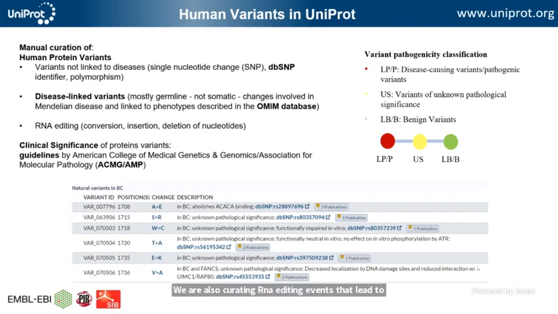The clinical significance of protein variants is assessed by our curators by the guidelines of the American College of Medical Genetics and Genomics and the Association for Molecular Pathology. And we are currently distinguishing 3 pathogenicity classes in UniProt. The disease-causing variants, which are the likely pathogenic or pathogenic variants, variants of unknown pathological significance, and likely benign or benign variants.